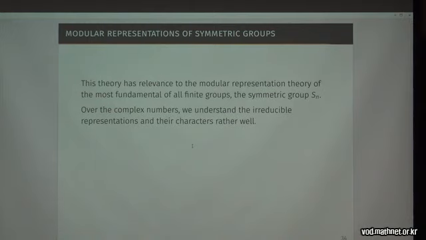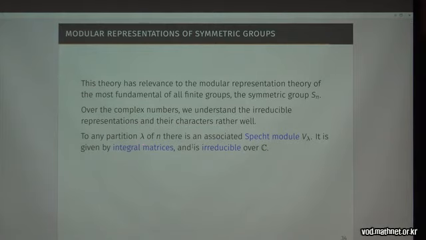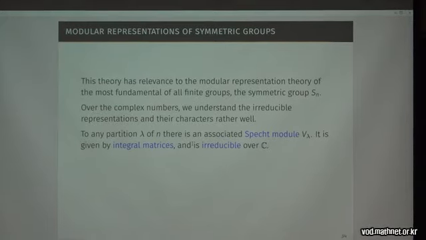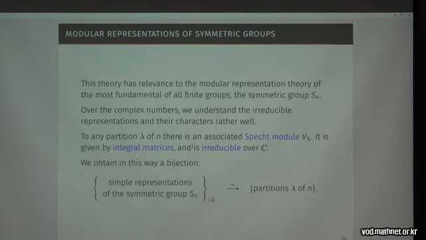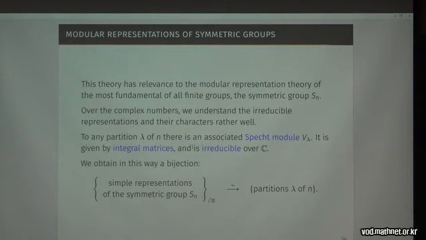Over the complex numbers, we understand irreducible representations rather well. To any partition of n, so any way of writing n as a sum of decreasing positive integers, we can associate a Specht module, defined by integral matrices, and it's irreducible over the complex numbers. So this gives us a bijection, which you may have seen: simple representations of the symmetric group are in bijection with partitions of n. But now we can take this module, defined by integral matrices, and reduce it mod p.